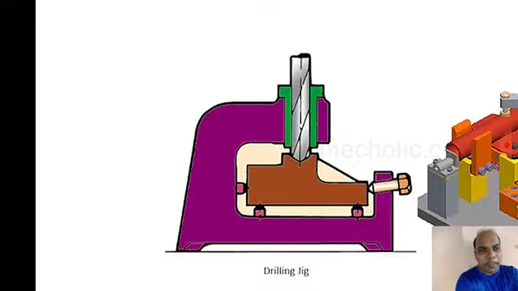Now actually in the exam there will be a question on the jig: define or explain the difference between a drilling jig and a milling fixture. So at that time you can draw this diagram very easily and effectively. Okay, now we will be moving on.